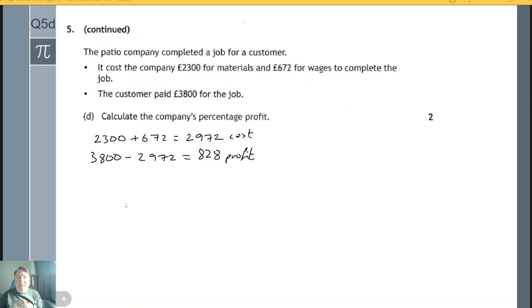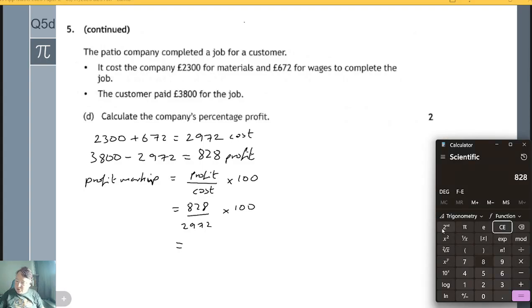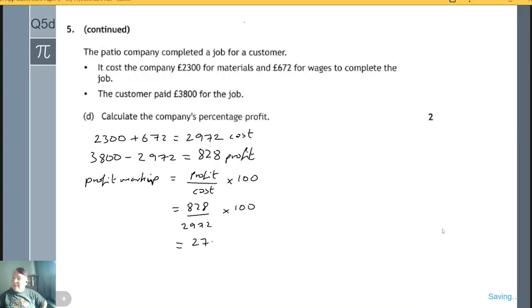So if we are looking at the profit markup, then we're looking at the profit over the cost times 100%, times 100 to make 100%. So that would be 828 over our 2972 and then times 100, and that would get us in our calculator 828 divided by 2972 and times 100, 27.86 approximately. So 27.86% to 2 decimal places.